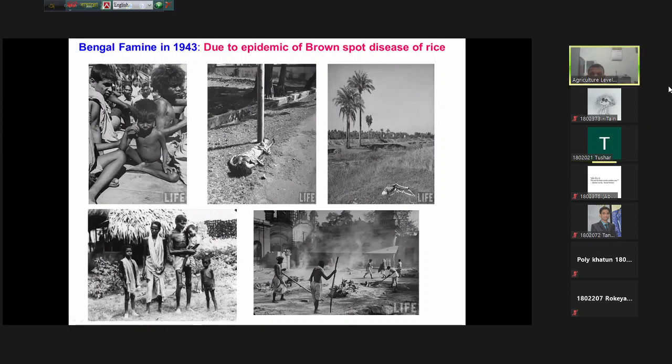You can see brown spot. You see the people looking for food, you see skeleton, dead body here and there, you see the funeral of the dead bodies. So the situation is complex.